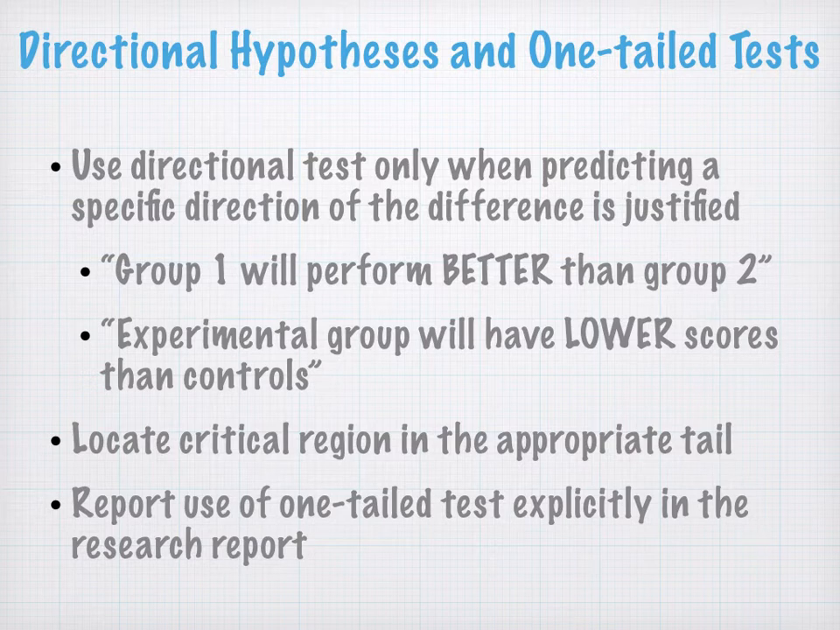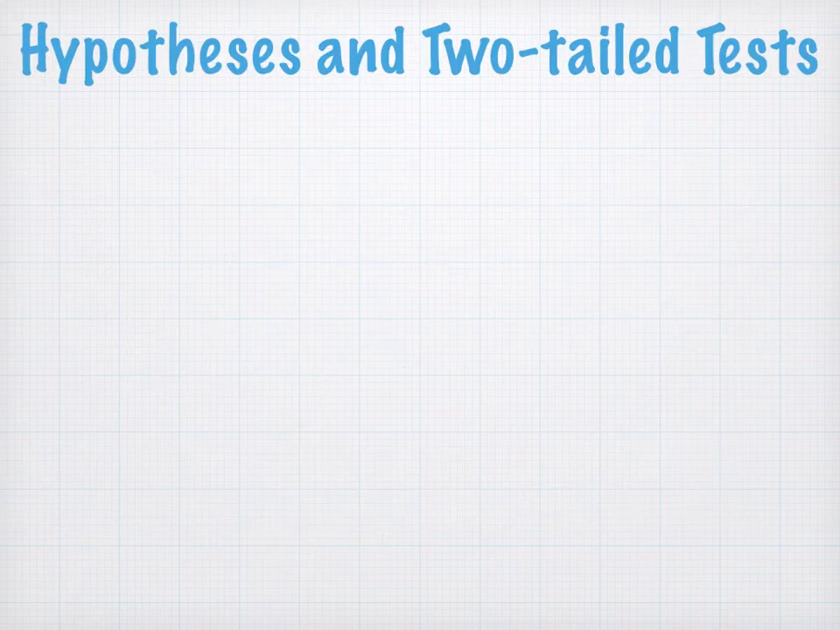So it really is important that we talk about this very explicitly in the research report, so that people know that this is the kind of test that's used. It is going to be a little bit more sensitive because we're only looking where we actually think the effect is going to be. But again, that's going to create a situation where we have more risk.